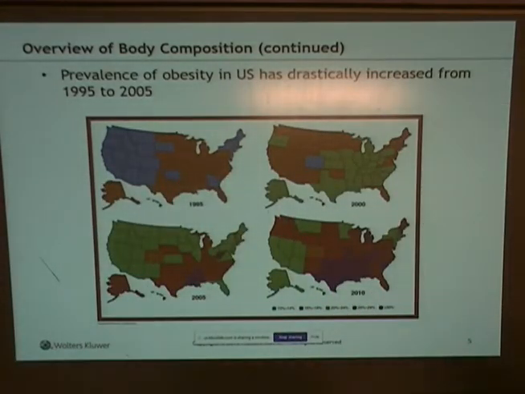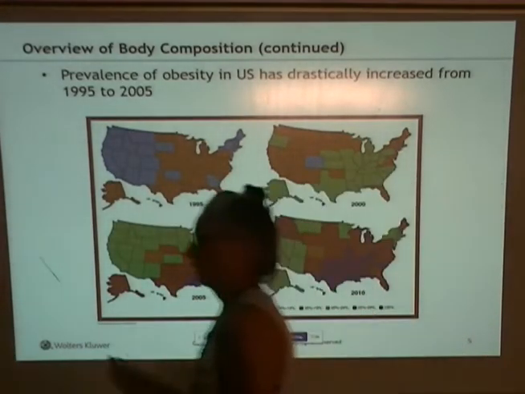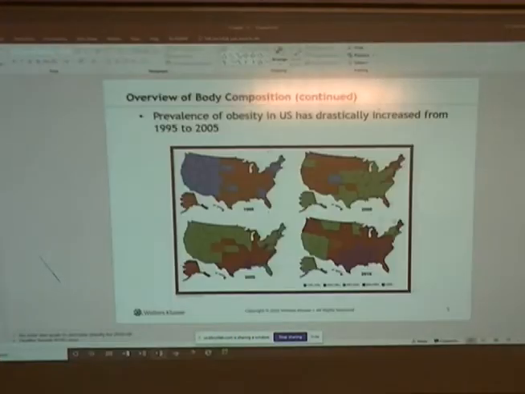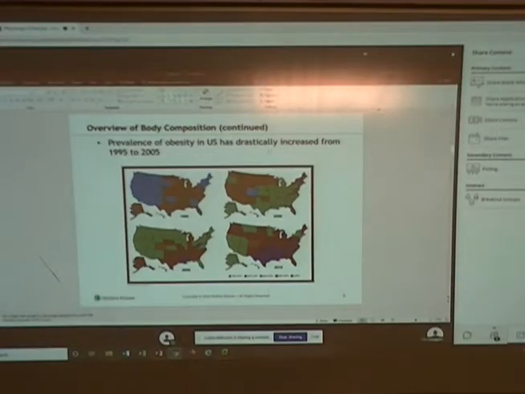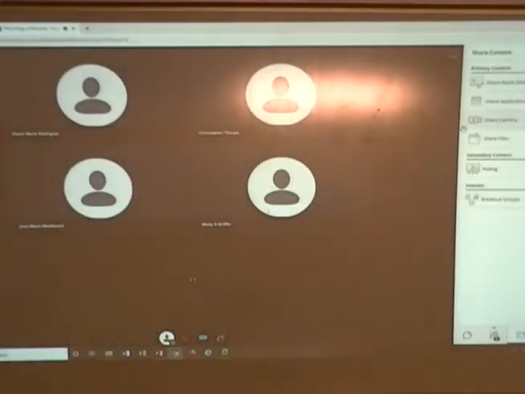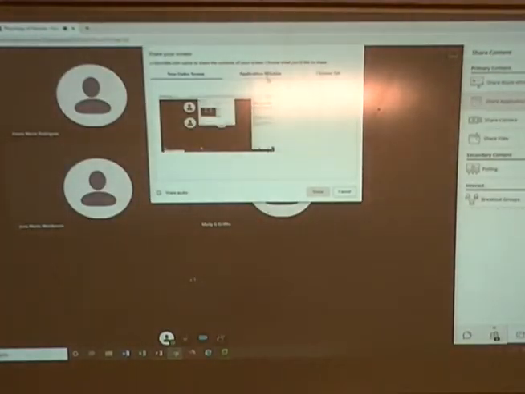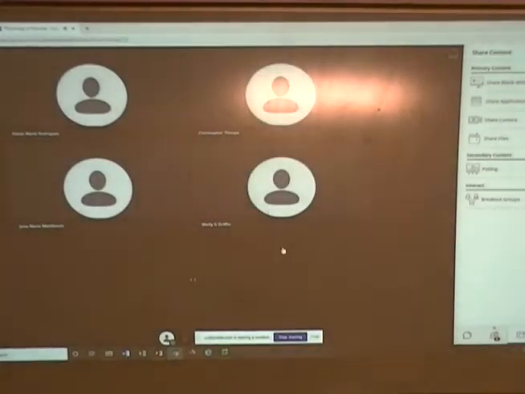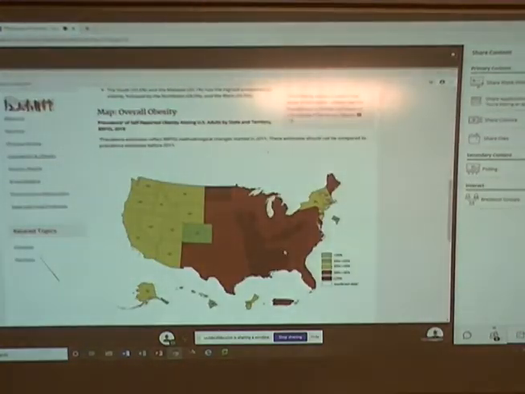So let me pull up the next map, which is even scarier. Stop sharing this one and start sharing this one. Oh, why didn't that come up? Oh, there it is. Okay. So, this is the 2018 map.